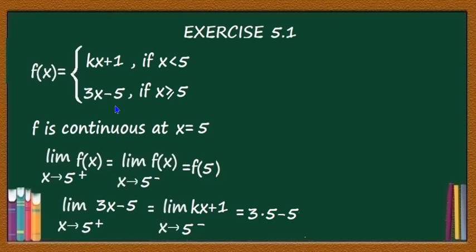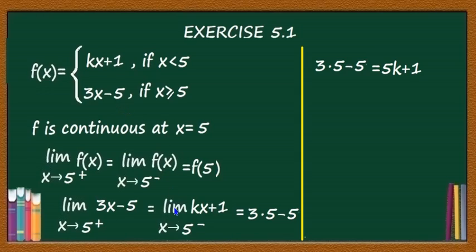Now let us find the limits: limit x tending to 5 plus of 3x minus 5 is 3 into 5 minus 5, and limit x tending to 5 minus of kx plus 1 is equal to 5 into k plus 1. Here put x equal to 5, k into 5, or 5k plus 1. And what is 3 into 5 minus 5? 15 minus 5 is equal to 10, which equals 5k plus 1. Bring 1 to the left hand side and you will have 5k equal to 9, and k is equal to 9 by 5.